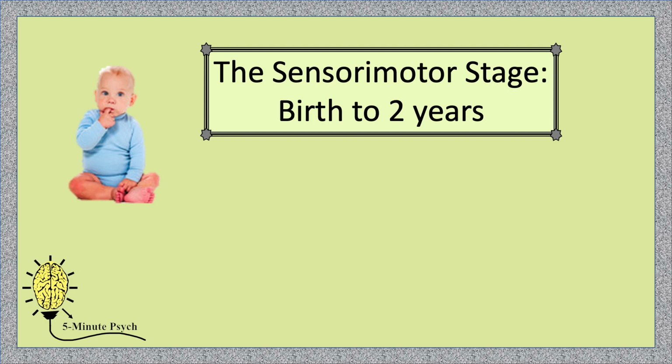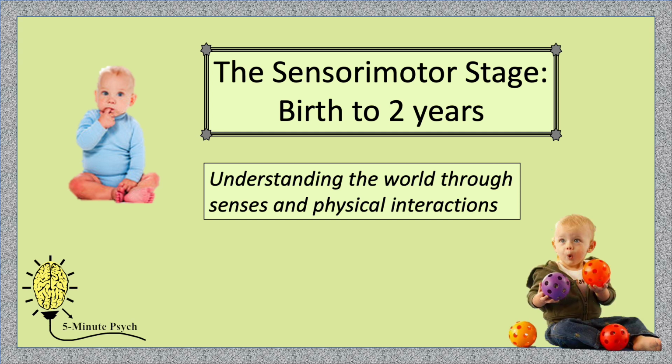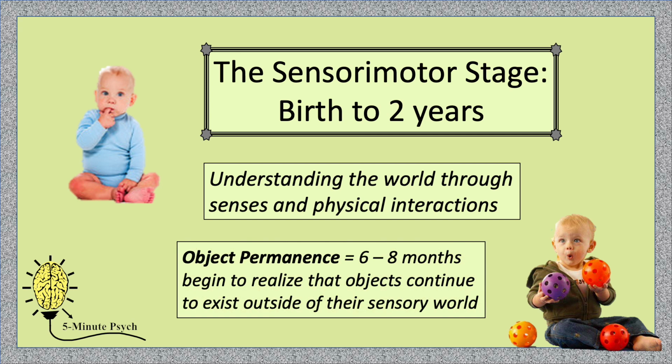The first stage, the sensorimotor stage, lasts until 2 years of age, and children in this stage are all about understanding the world through their senses and physical interactions. Now they begin to realize that they can make things happen: bang, crash, drop, or splash. At around 6 to 8 months of age, infants acquire object permanence, where they now believe that an object continues to exist even if they can't see it anymore.